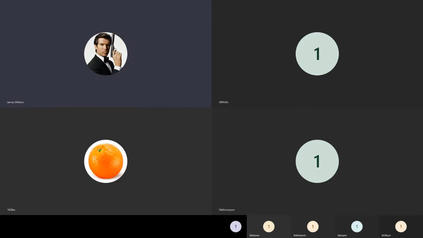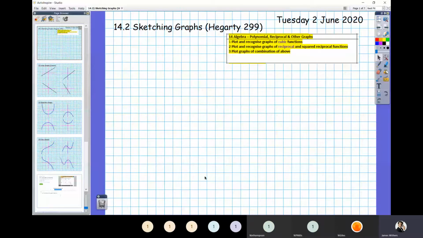So you will remember the last lesson we did before half term was plotting quadratic graphs. That was the actual Hegarty exercise, so that's where you got an x cubed, and you were plotting those. We also looked at reciprocal graphs, like 1 over x or 1 over x squared. I can't remember if there was another type of graph, but we were looking at plotting graphs.